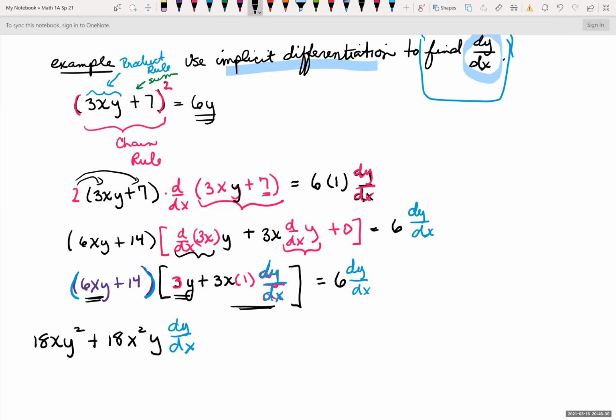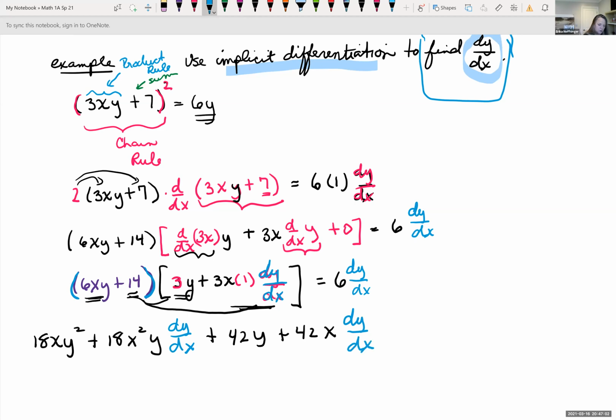Now let's distribute the 14. 14 times 3 is 42, and then I have a y. And then I have 14 times this 3x dy/dx. 14 times 3 is 42, so plus 42x dy/dx, equals 6 dy/dx.